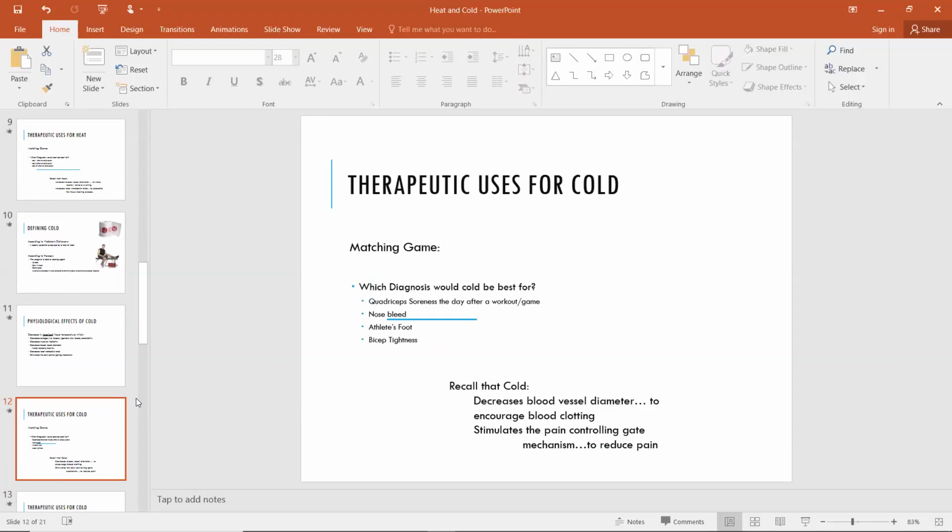So thinking about that cold decreases blood vessel diameter and stimulates the pain control gating mechanism. Which one would it be best for use? Quadricep soreness, nosebleed, athlete's foot, or bicep tightness? Nosebleed. Good point on the nosebleed.